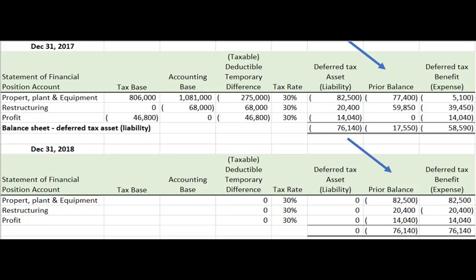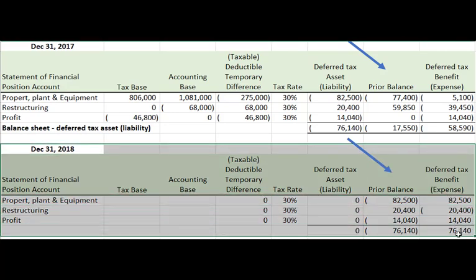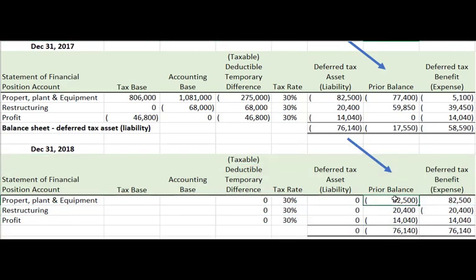Let's move on to 2018. We should be able to move through this fairly quickly because I think now the concepts are a little clearer. At least I hope so. Again, we set up the worksheet. This would be in our 2018 working paper files. We transfer the balances forward so that the $76,140 credit balance in the deferred tax liability account is shown as a prior balance here. And we have the different accounts that we were using.